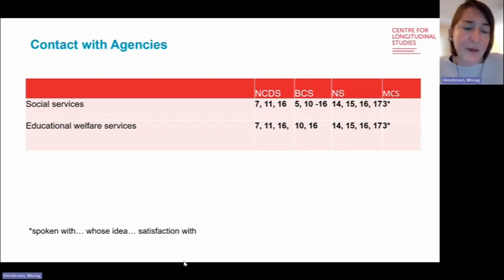And the question is about whether or not they've spoken with, whose idea it was to speak to a social worker, for example, and what their satisfaction was. So there's some work around that you could do.